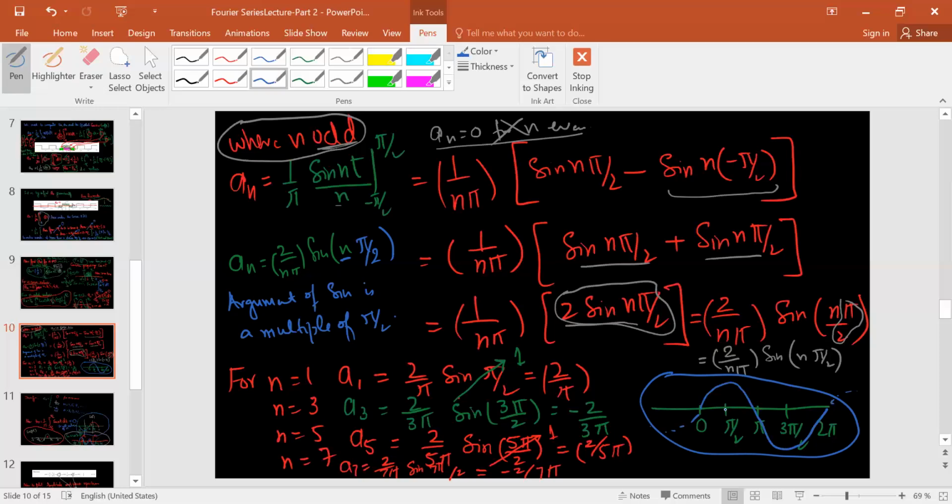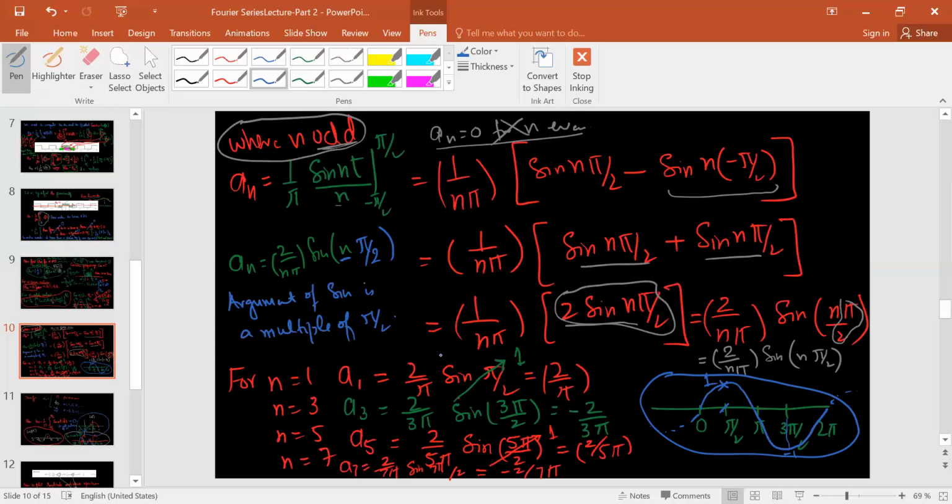Now you can see that at this pi by 2, it has value 1. At this 3 pi by 2, we are looking at all the odd values. So we are looking at pi by 2, 3 pi by 2, then 5 pi by 2. So at 3 pi by 2, it is minus 1. And then at 5 pi by 2, it becomes again plus 1. And 7 pi by 2, so it means it alternates. With each pi by 2, it alternates between a positive 1 and a negative 1.